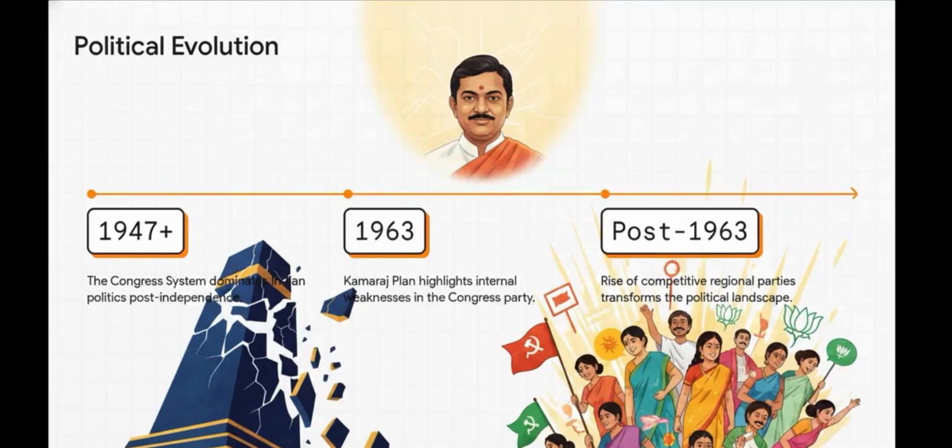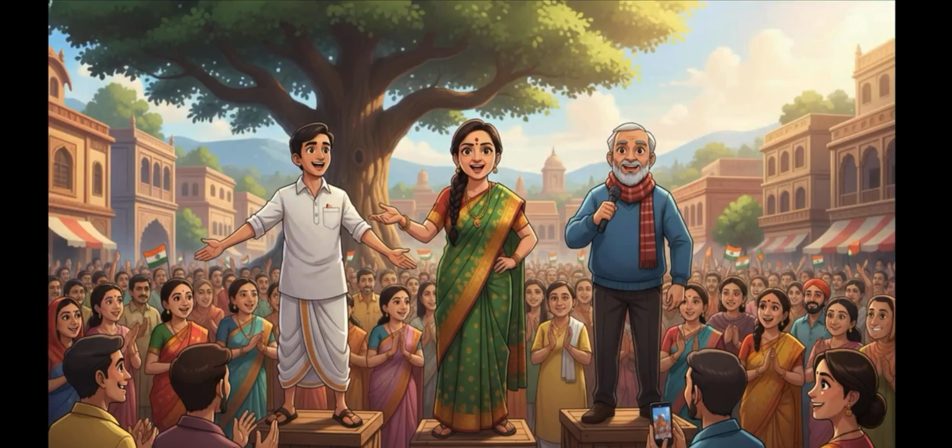But, singular control rarely lasts forever. Eventually, cracks started to form. During that post-independence era, often called the Congress system, things seemed stable. But then in 1963, a strategic move known as the Kamaraj Plan ended up exposing some pretty deep internal weaknesses within the party. And that specific moment was a real game changer. It triggered the decline of their absolute dominance, completely opening the floodgates after 1963 for the rise of fierce, highly competitive regional parties. Suddenly, the political arena totally transformed into a vibrant marketplace of local identity and development.